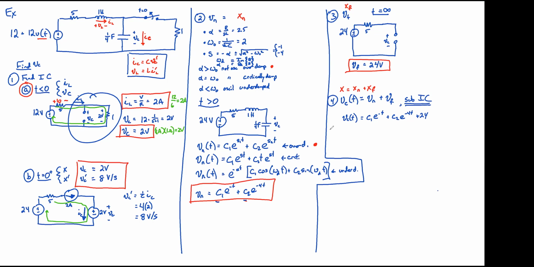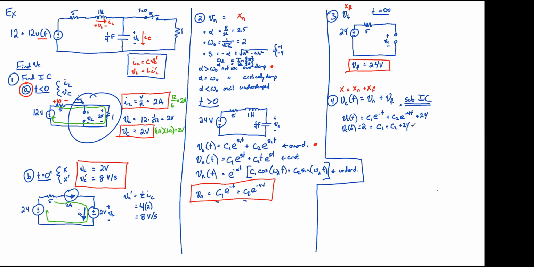Philip, let's substitute the initial condition for v sub c at 0 plus. What is it? Right, you're going to get C1 plus C2 plus 24. So we're just substituting in 0 in here. And what does that have to equal? That's going to be equal to the initial condition. Is that 2 volts? Yep, that's 2 volts from all the way over in our lower left.